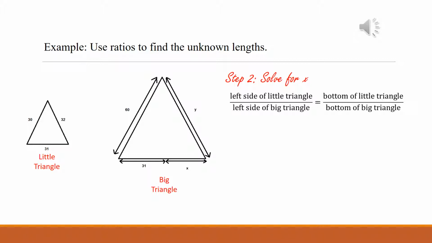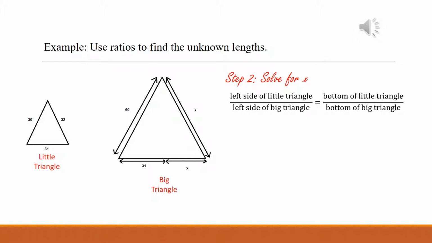So the left half of this equation looks exactly the same as the first step. The only thing that's changed is instead of having right side of the little triangle and right side of the big triangle, I'm using the bottom of the big triangle and the bottom of the little triangle. The reason that I'm using the bottoms instead of the right hand side is because that's where x is located. So since I'm trying to find x, I need to use the bottom of the big triangle and consequently the bottom of the little triangle in my proportion.